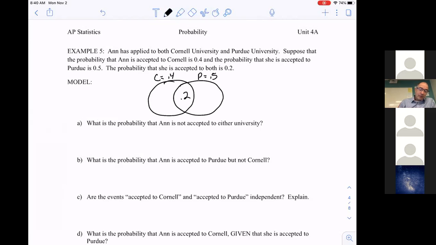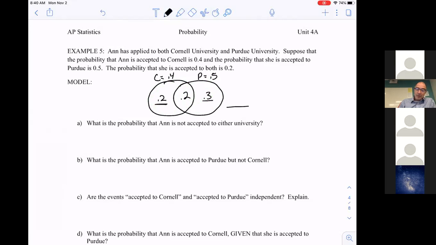So if we come over here, we can fill out the rest of my Venn diagram. This number right here has to make the circle 0.4, so we take 0.4 minus 0.2, which gives me 0.2. Likewise, this entire circle is 0.5. I've used up 0.2 in the middle, so the other part of this is going to be 0.3, because between the two, they add to 0.5.